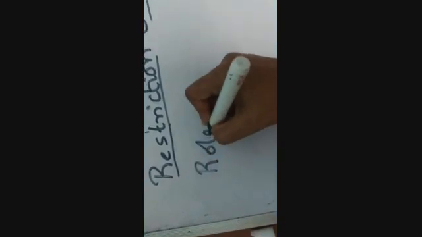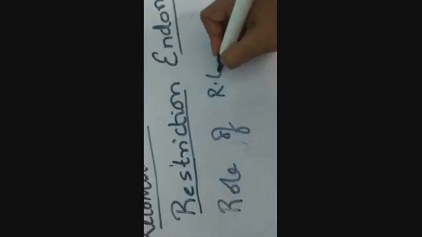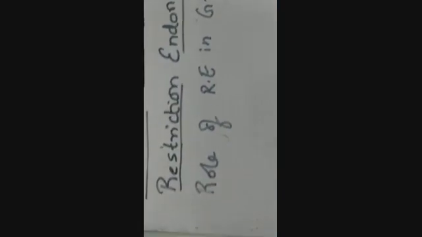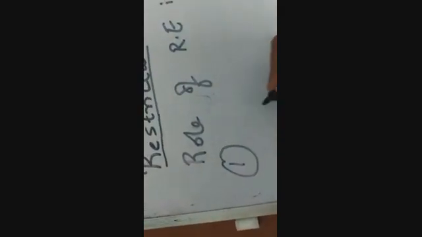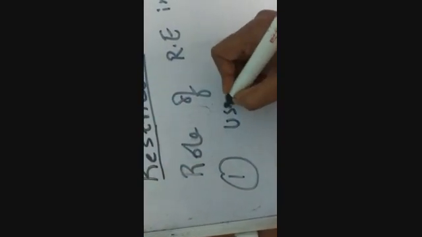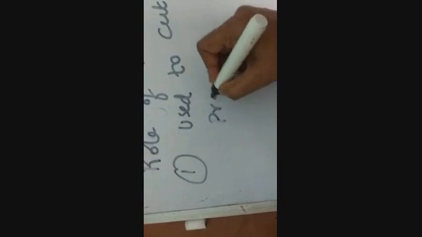Finally, let us discuss the role of restriction endonucleases in genetic engineering. In genetic engineering or RDT, what is the role of restriction endonucleases? Number one, they are used to cut the vector molecule precisely at a specific point.